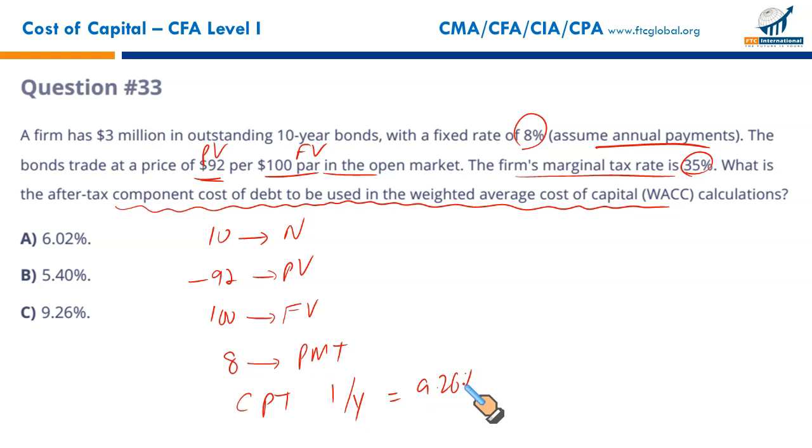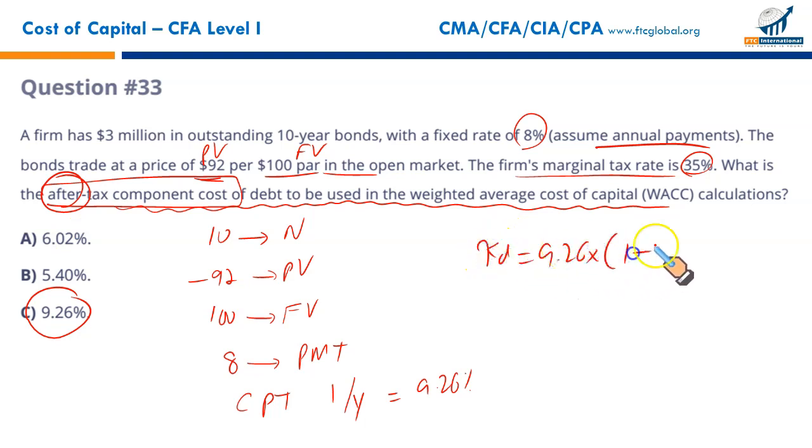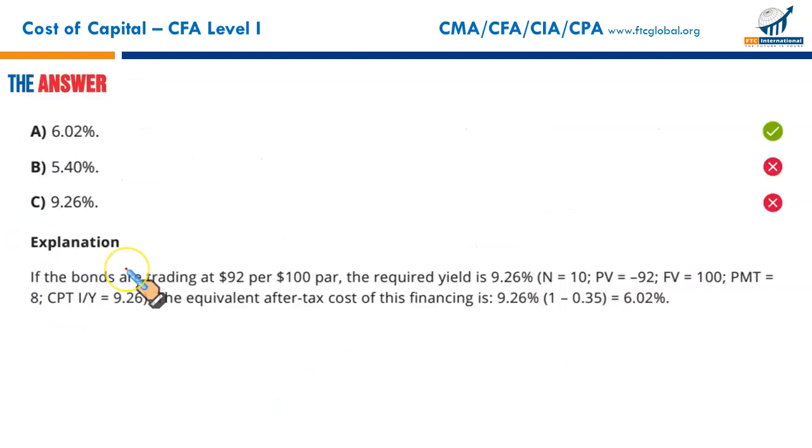Have you been given the tax rate? If tax rate is given, you have to bring it back to after tax basis. Apparently you will jump at option C, but that will be wrong. We need after tax component cost of debt, with the emphasis on after. So that's why KD is 9.26 times 1 minus tax rate, that is 35%. So it's going to be 9.26 times 0.65, that's 6.019, which is approximately 6.02. That makes A the correct option.